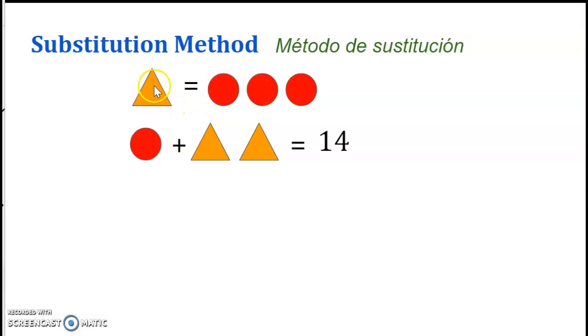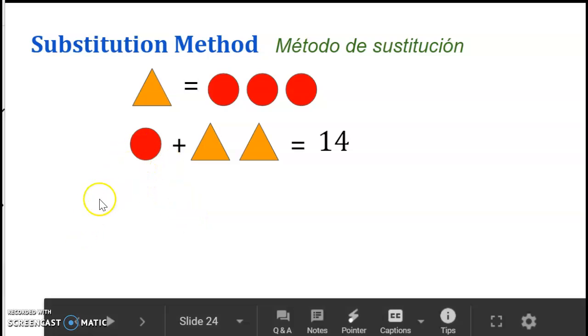If we know that a triangle has the same value as 3 circles, and we are also told that a circle plus the value of two triangles is equal to 14, how can we solve this? Well, I know that there is a circle here, so I'm just going to bring that down as a circle.